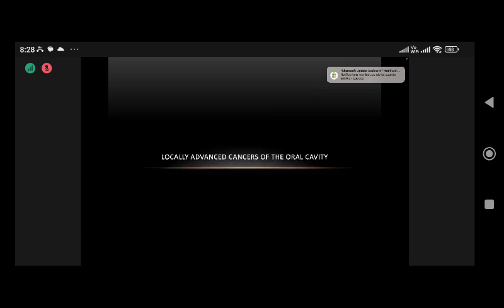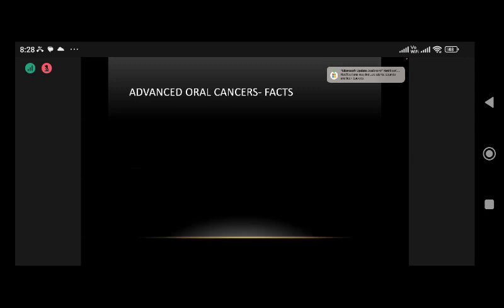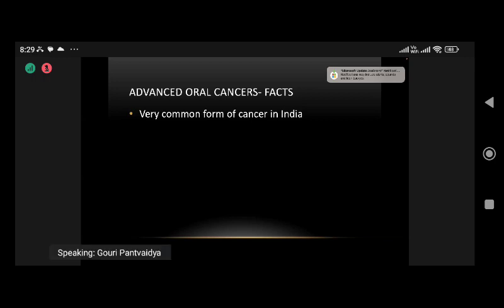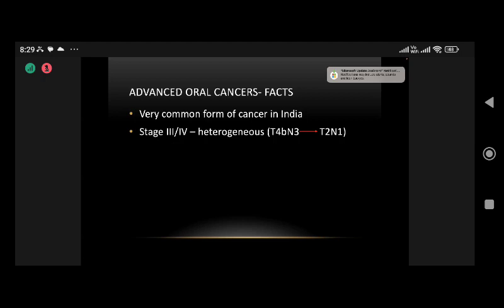Now, coming to the next section, which is locally advanced cancers. It's a very common form of cancer in India. The early cancers are almost rare. Stage 3 or 4 is actually a very heterogeneous group. When we say stage 3, 4, it can include everything from T4B N3, which is the worst type of cancer, to a T2N1, which is not the same. So, you cannot put all locally advanced cancers in the same bag.